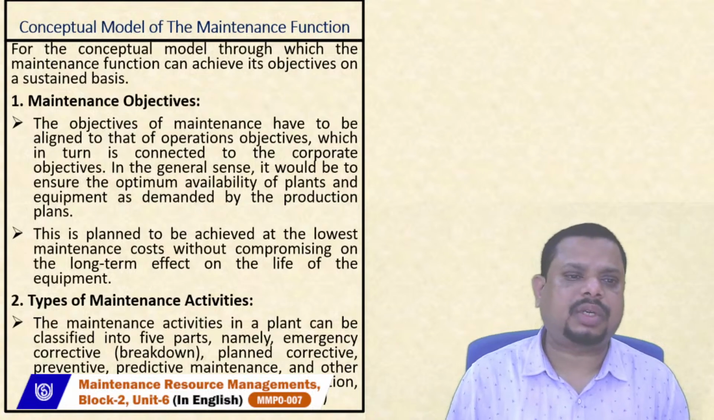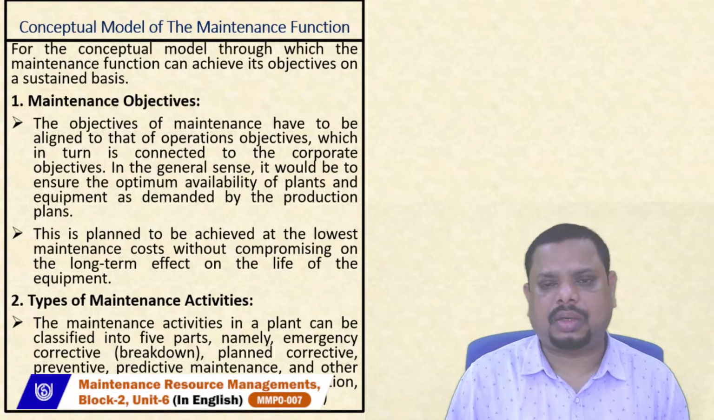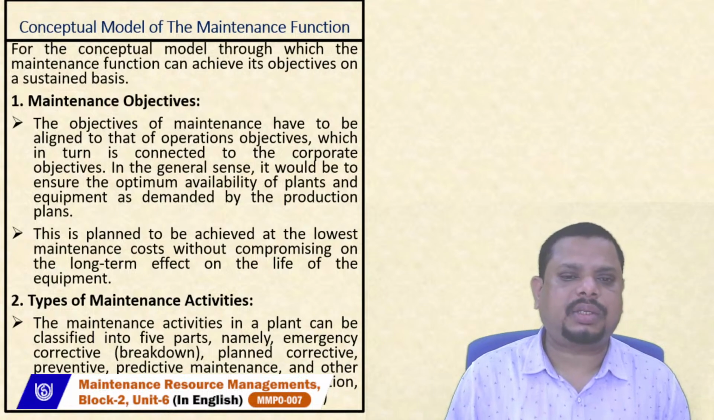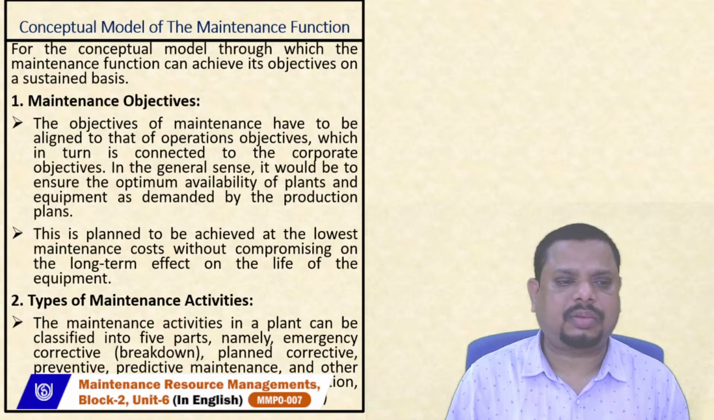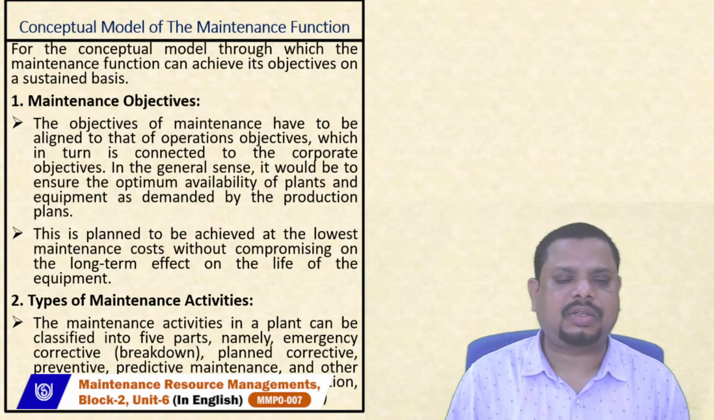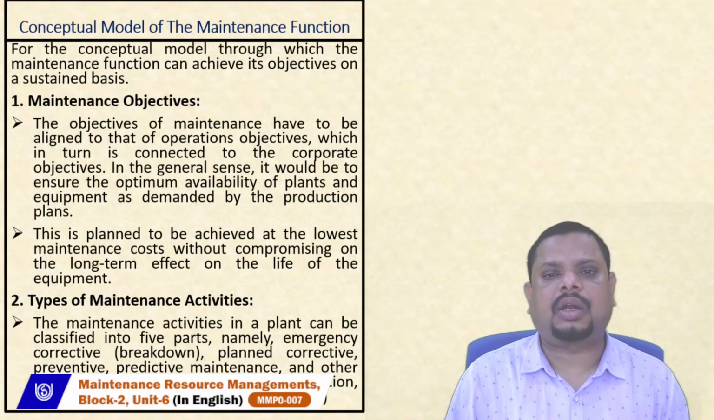The first parameter we have is known as maintenance objectives. So what are the maintenance objectives? Whenever demand comes from the production departments, they have to provide the service. That is the most important objective of maintenance. So if you go to point one, the objective of maintenance has to be aligned to the operation objective, which in turn is connected to the corporate objectives. So in general, it is to ensure optimum availability of the maintenance department whenever the equipment is demanded by the production plant. So maintenance objective is interrelated with operation objectives, and operation objective is interrelated with the corporate objectives.